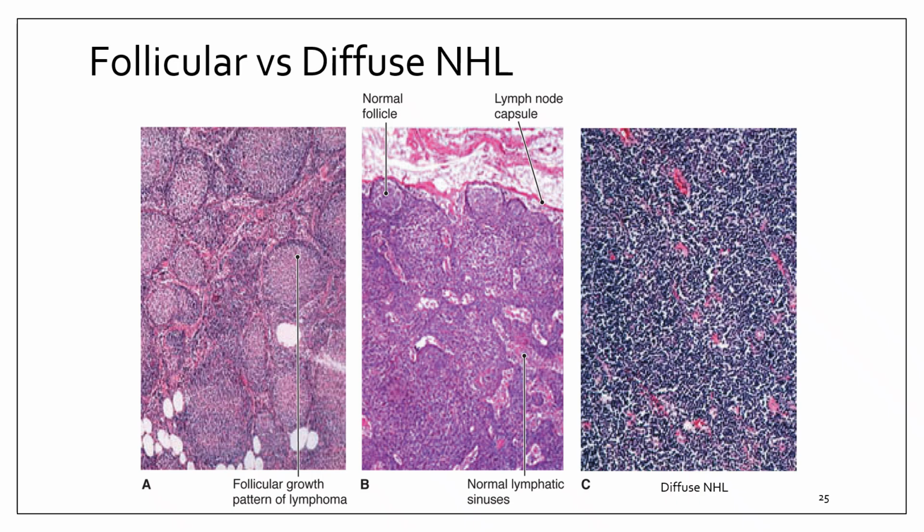Okay? So if you see round nodules, think follicular. If you see sheets of cells, think diffuse. No normal lymph node landmarks is diffuse, and preserved nodular pattern is follicular. This distinction alone can determine treatment intensity.